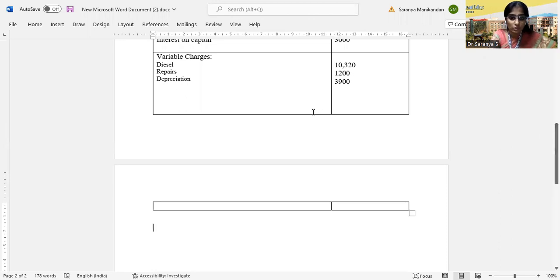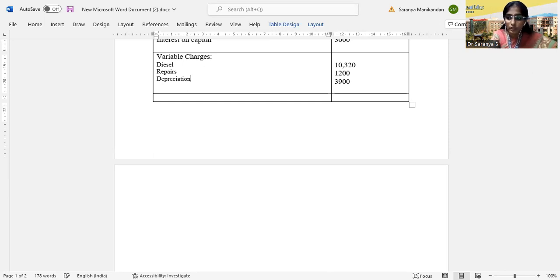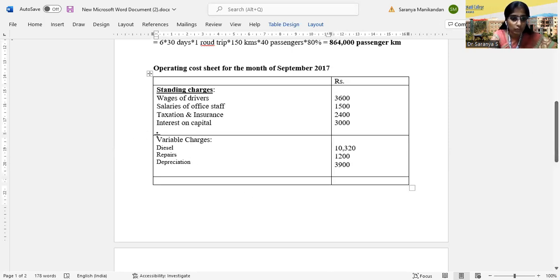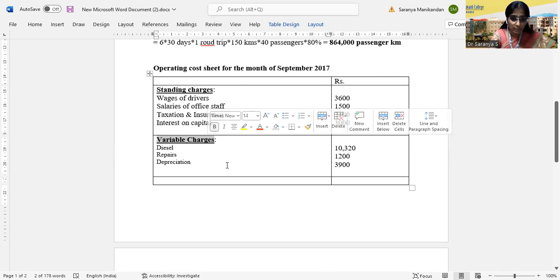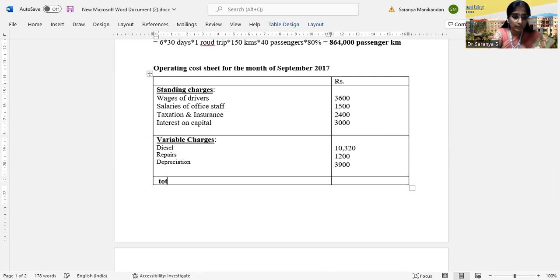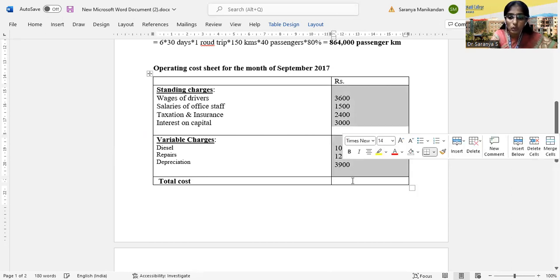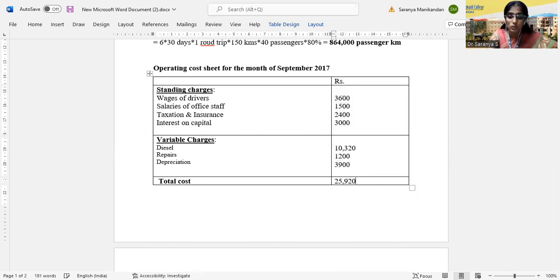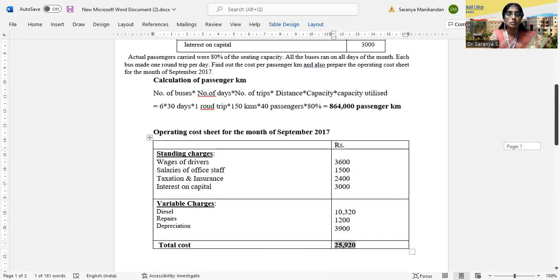Okay, so when you total it up, that has become total cost, correct? So we have standing charges and variable charges. So together, it is nothing but total cost. So when you add all this, you will get 25,920. So total cost, we got 25,920. Okay, so we got 8,64,000 passenger kilometer, and adding together the standing charges and variable charges, the total cost is 25,920.